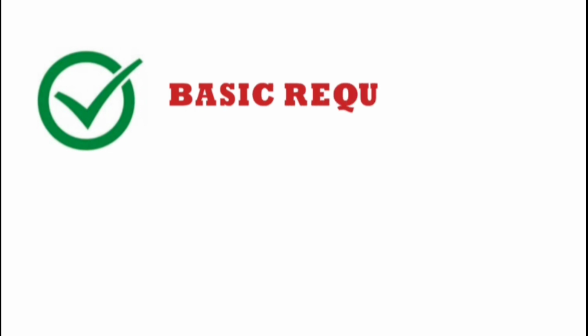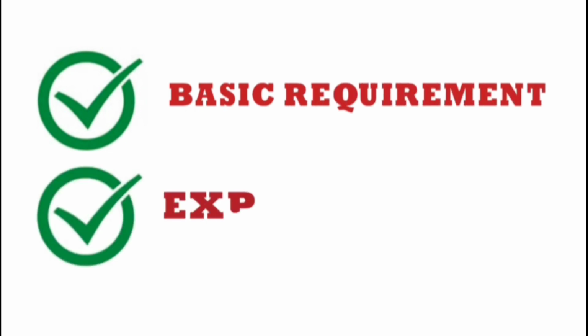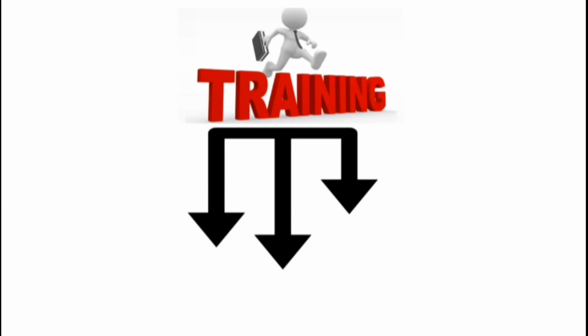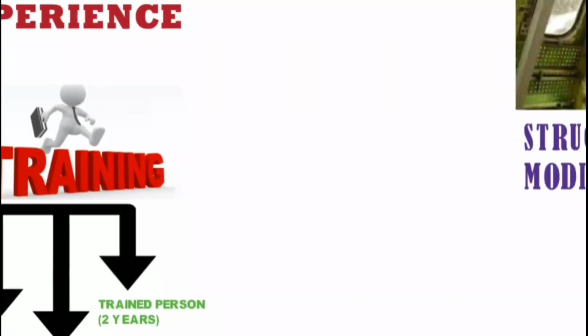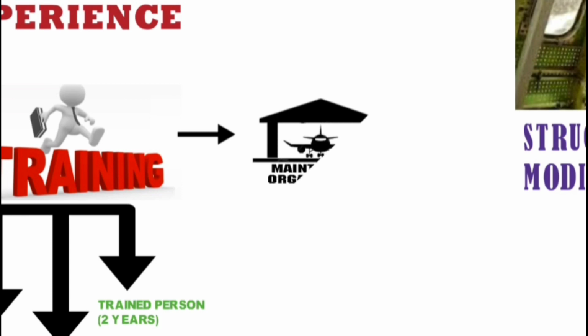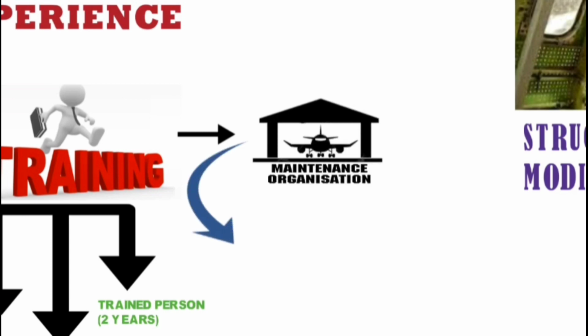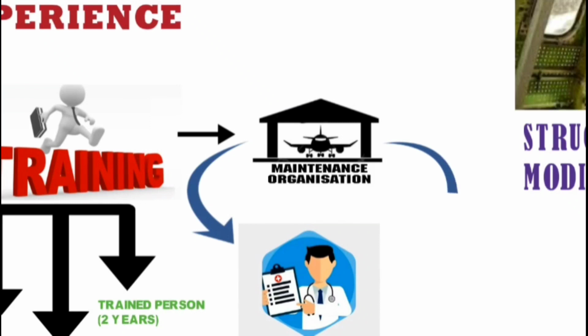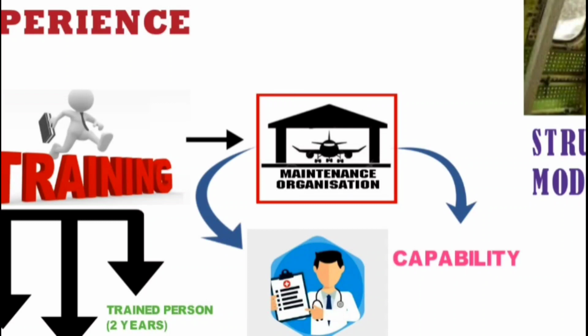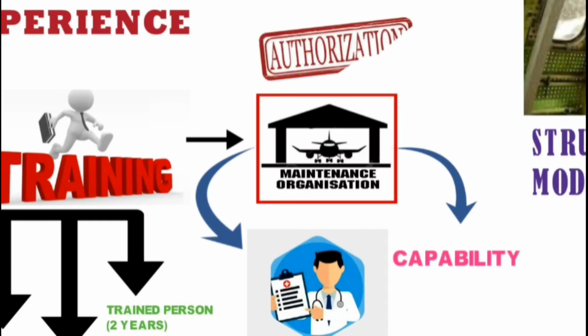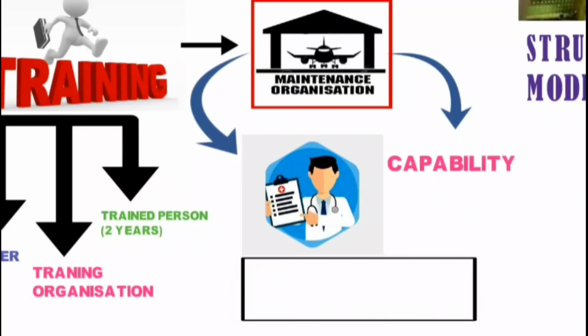You have fulfilled the basic requirement, you have appropriate experience, then the organization will train you before giving the authorization. Now this training can be given by the manufacturer itself, or by any training organization, or by any person specifically approved, covering the activity for 2 years. So after your training, the organization will make sure that you are medically fit and check your competence. If the organization believes you are capable enough to perform the duties, you will be awarded a certification authorization to certify for the component repair and overhaul.